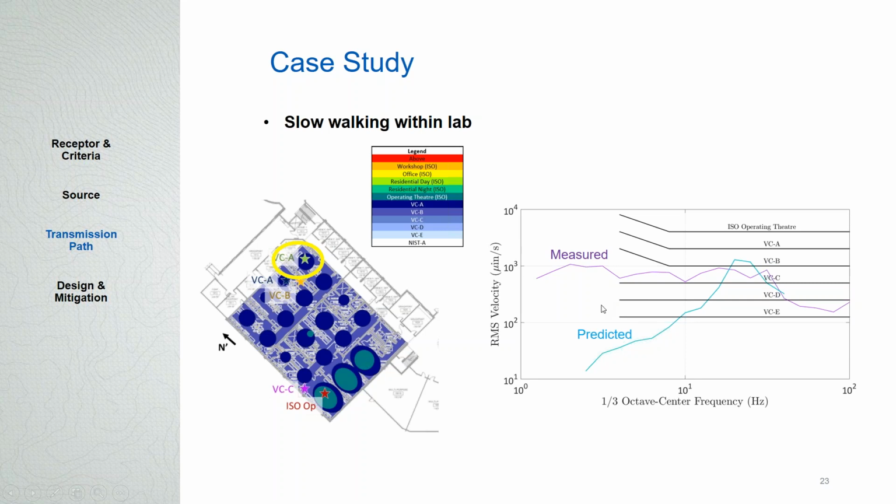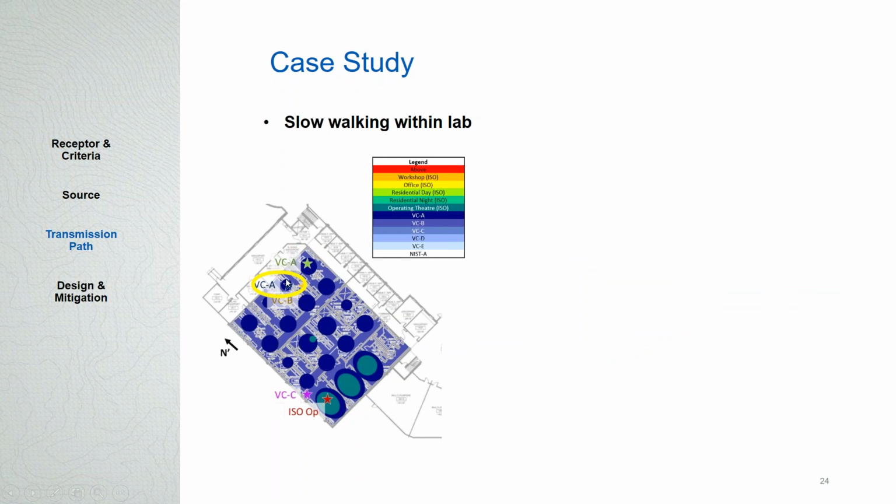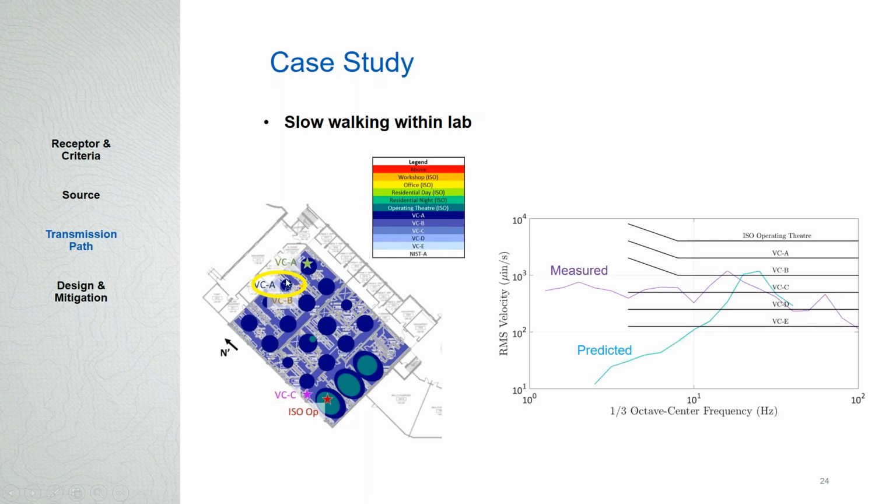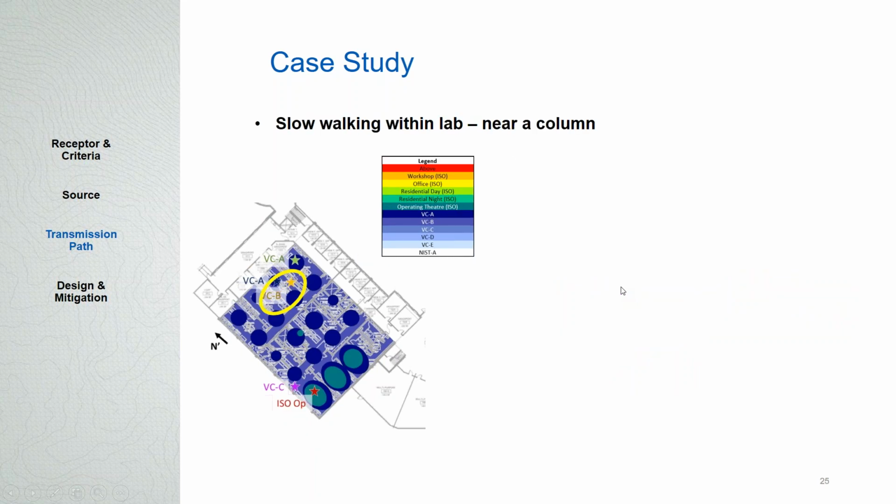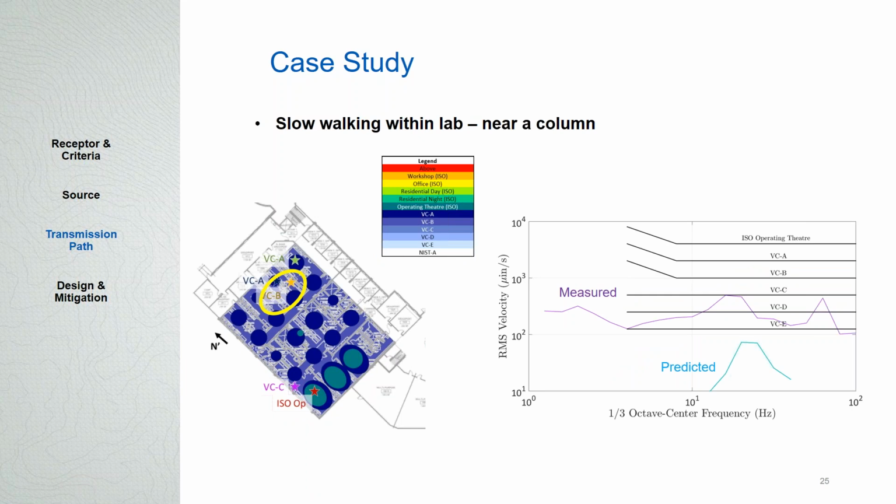Now, if we look at another point, the point in the adjacent bay, a similar sort of comparison. In both cases, the predicted and the measured, we're seeing just over VC-B. So it's just hovering around that VC-B line, but technically it's VC-A. And again, seeing some background noise in the measured results. And then let's look at slow walking within the lab again, but this time near a column. So this measurement was conducted right adjacent to a column. And this is where we start to see a little bit more discrepancy.